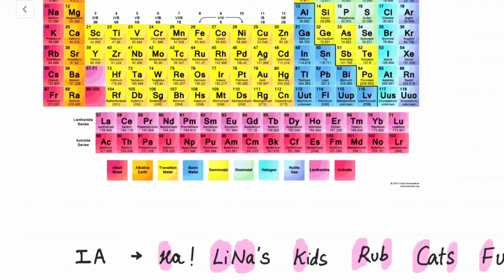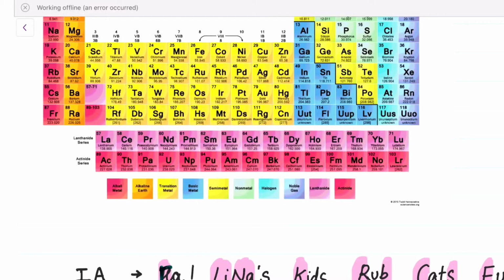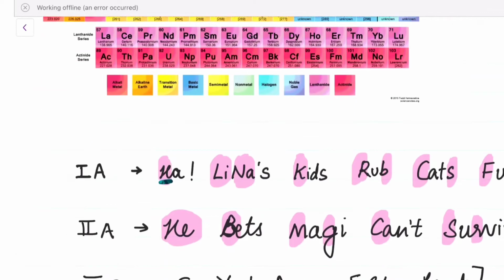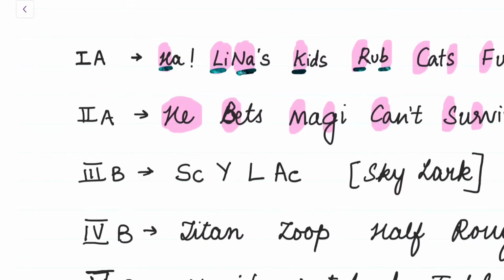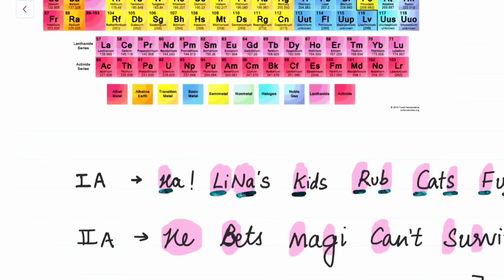In Ha, we have the H for hydrogen, Li is for lithium, Na is for sodium. So Ha, Lena's kids: K is for potassium, Rub, Rb is for rubidium, Cs is for cesium, and Fr is for francium. So it is Ha, Lena's kids rub cat's fur. That is for the 1A group of elements.